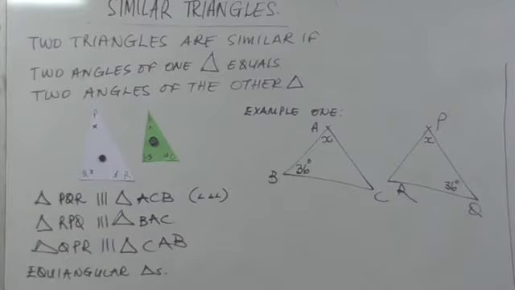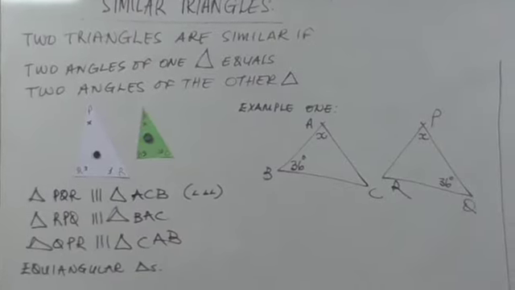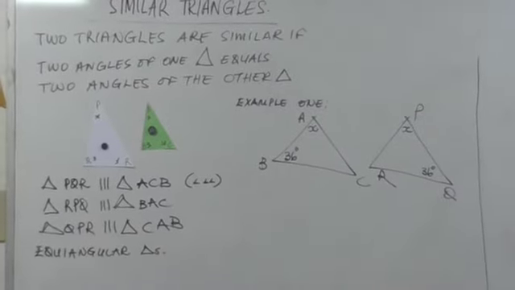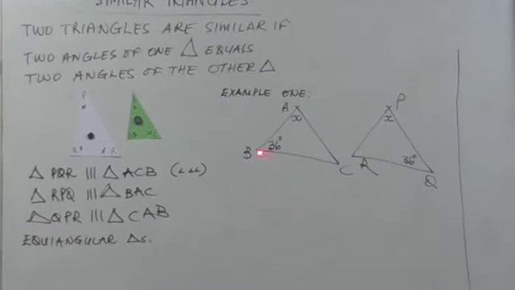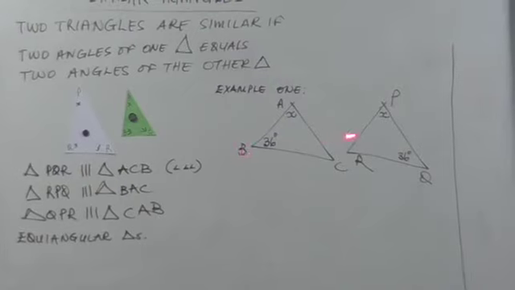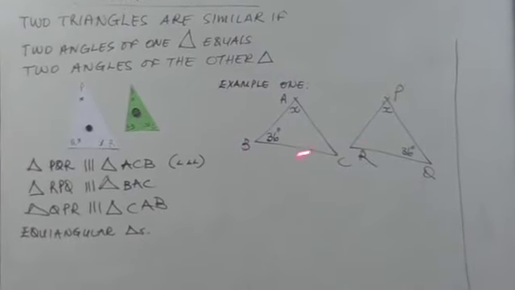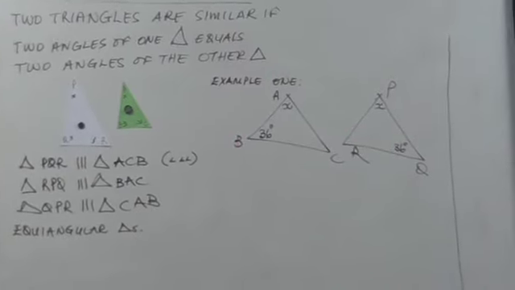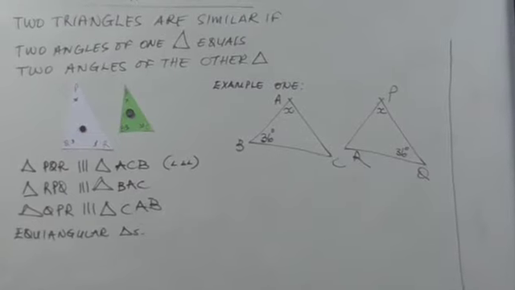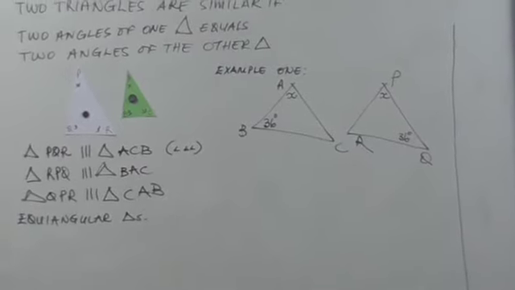Right. So let's see how we prove two triangles are similar. So we're now going to prove those triangles are similar to one another. You do the proof just like congruency. So I'm going to move over there.